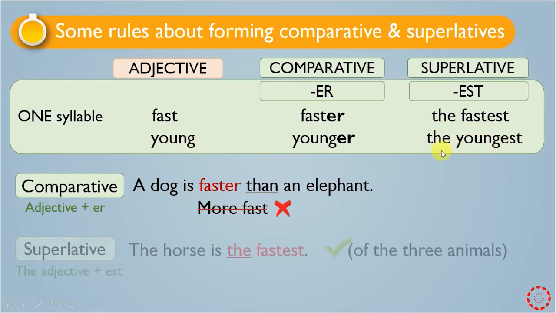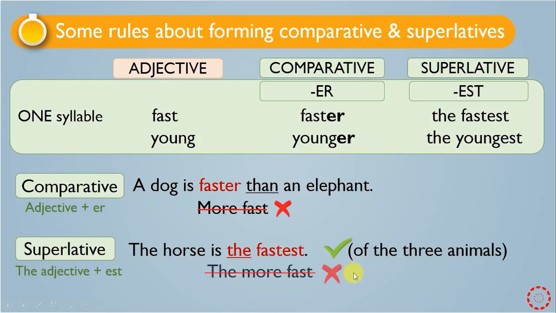Look at this example for the superlative form. The horse is the fastest of the three animals. We have to say the fastest. We cannot say the more fast because fast, as I said, is a one-syllable adjective.